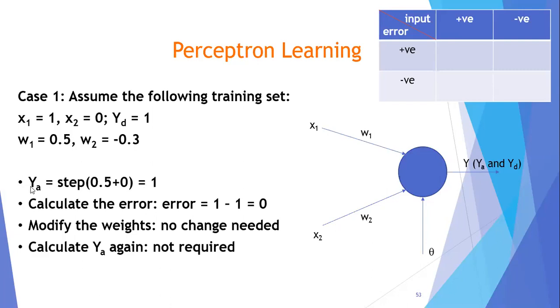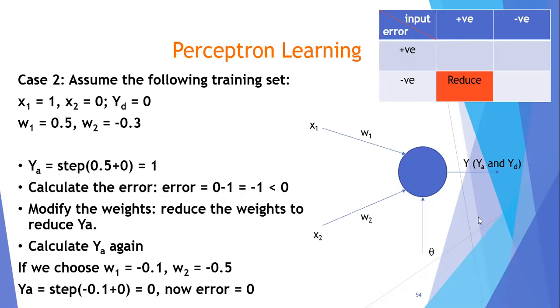So the actual value of the output is 1, and your desired value is also 1. Your desired value was 1 in your training set, and your actual value computed from your weights and your inputs is also 1. Then your error is 0. It means you don't need to do anything because your error is 0. You don't want to change anything. You're happy with what you're getting from your network. That's the trivial case. Now imagine case 2.